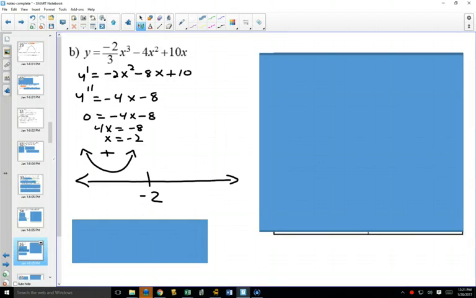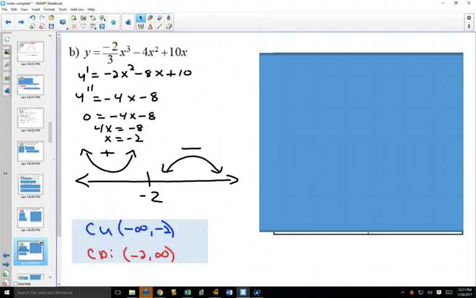And if you plug in something larger than negative 2 into your second derivative, say 0. Negative 4 times 0 minus 8 is negative 8. This section is going to be negative, so you'll know that entire section will be concave down. So for this one, it's concave up from negative infinity to negative 2, and then concave down after negative 2.